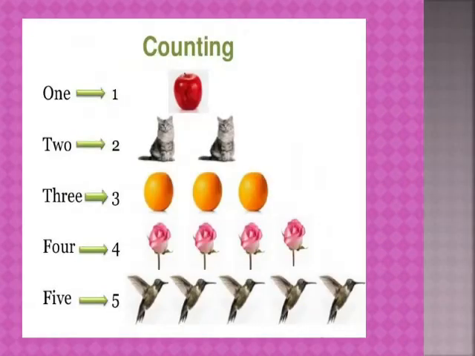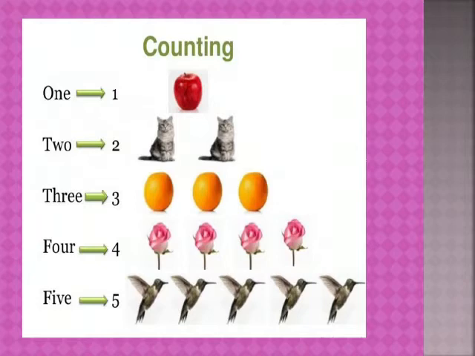So before we start adding, let us understand what is counting. On your screen there are certain number of objects given and you can see there is one apple. So we have written the number 1 and the spelling as well. Now there are two cats, so there is the number 2 written and TWO.